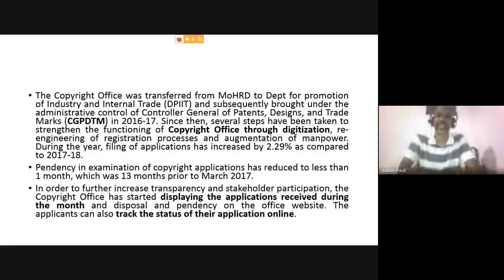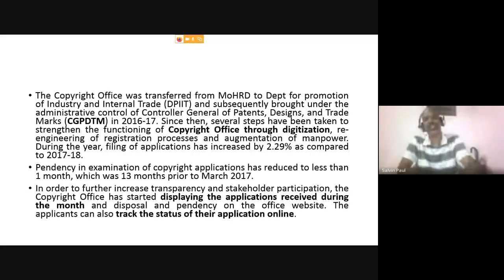Now, one of the recent developments with regard to copyright is that the copyright office earlier was operating under MHRD, which is currently known as the Ministry of Education. Now it has been transferred to the Department for Promotion of Industry and Internal Trade, the picture I have shown you. And subsequently, it has been under the Controller General of Patents, Designs and Trademarks since 2016-17.